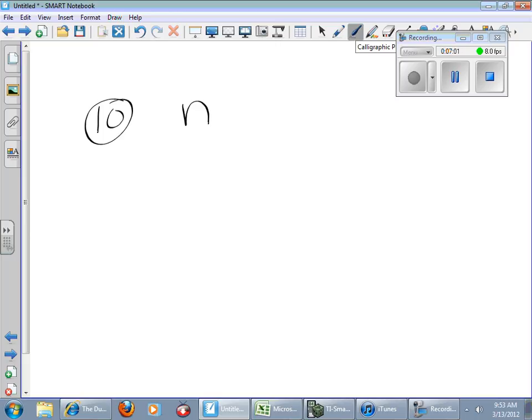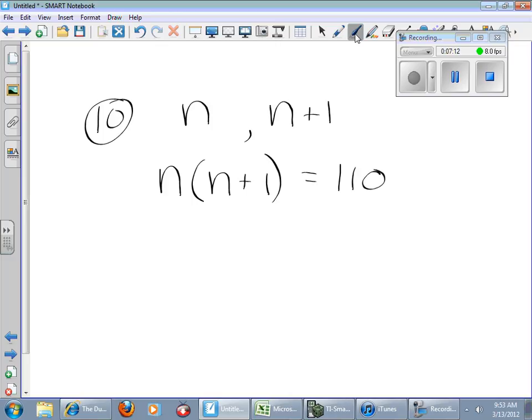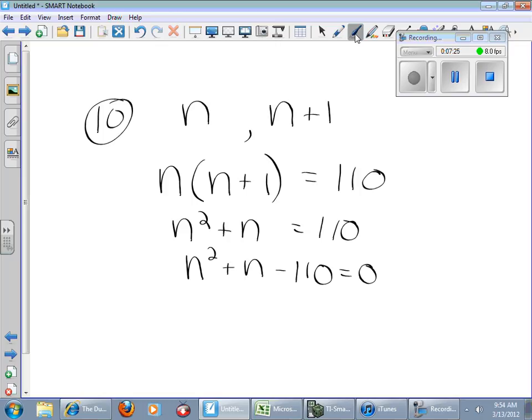Well, the first integer is n, the next consecutive one is n plus 1. The product of them would be n times the quantity of n plus 1. All right, is 110. There we go. Distribute, I'll get n squared plus n equals 110. I want it to equal 0, n squared plus n minus 110 equals 0. And now I'm ready to factor.